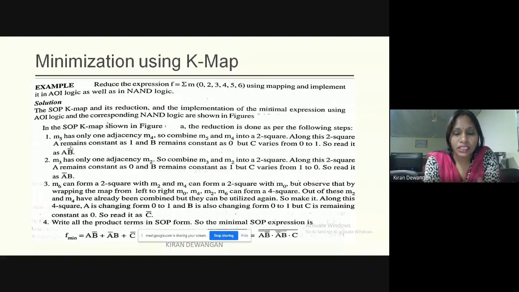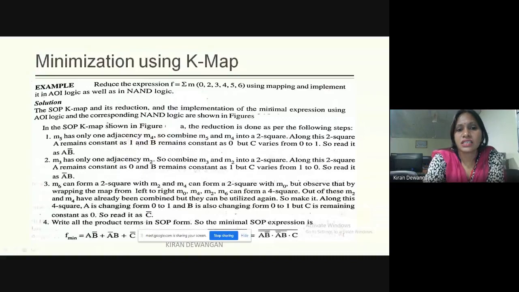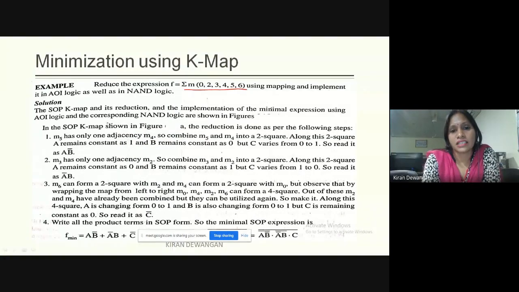Then by the number of min terms present in the function, we can make out that the function is a 3-variable function. Here we can see that the min terms present are just till 6. That is, min term 6 is the maximum value of the min term present in the function. So by this we can make out that the function is a 3-variable function. Now is this clear, I guess?